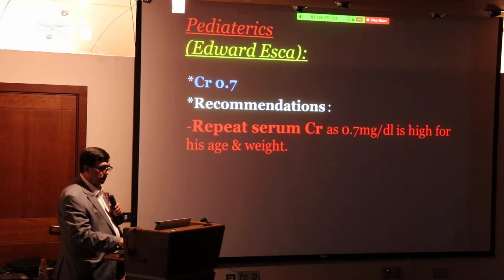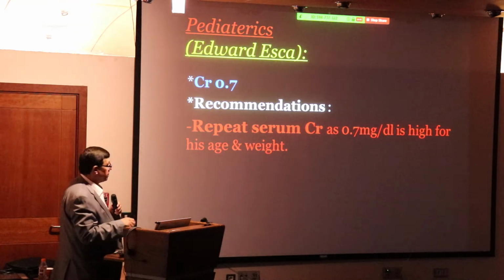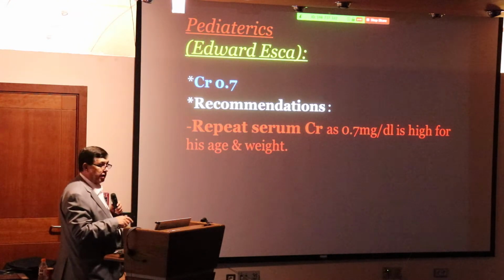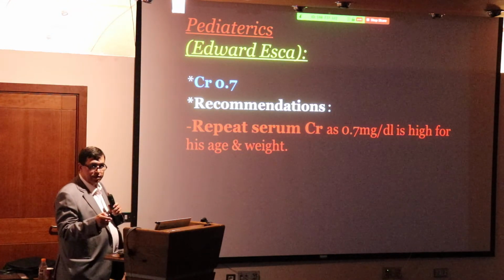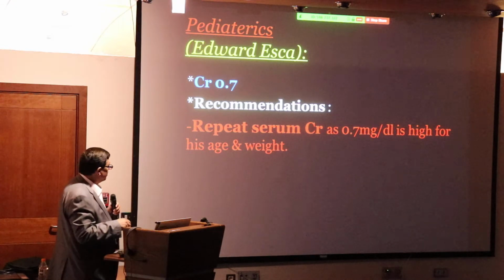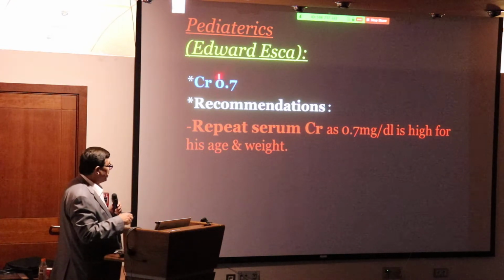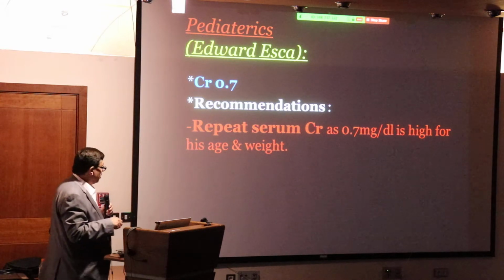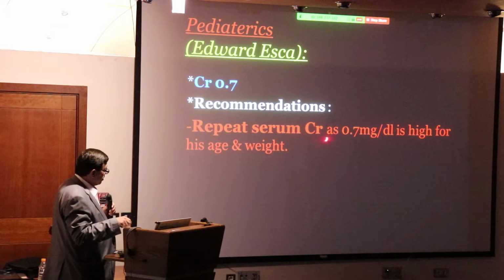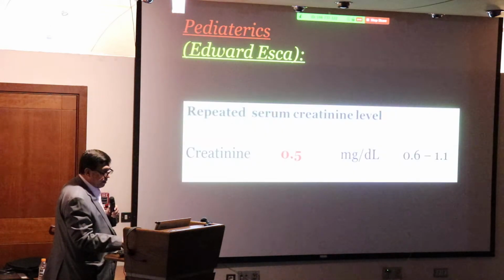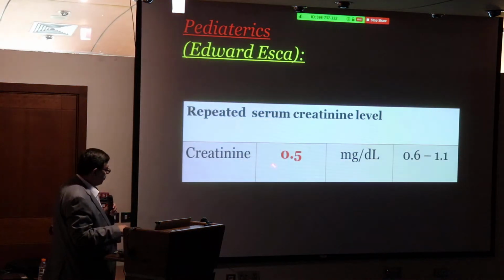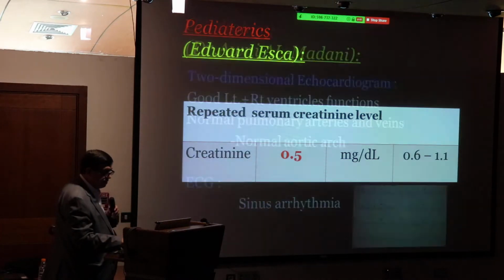It was Edward Saka, because, as you said, creatinine is 0.7, and for him, this may indicate renal failure. So it's a minor thing, but it's important for kids to remember creatinine 0.7 is high for the patient's age. So he said we'll repeat this because this is high for his age and weight. And we repeated it, it was 0.5, so he said it's okay.